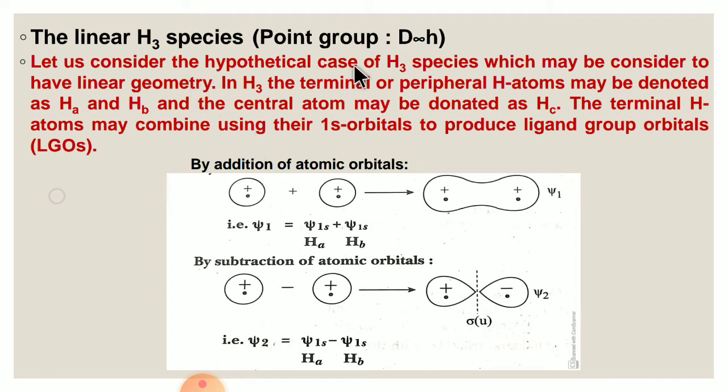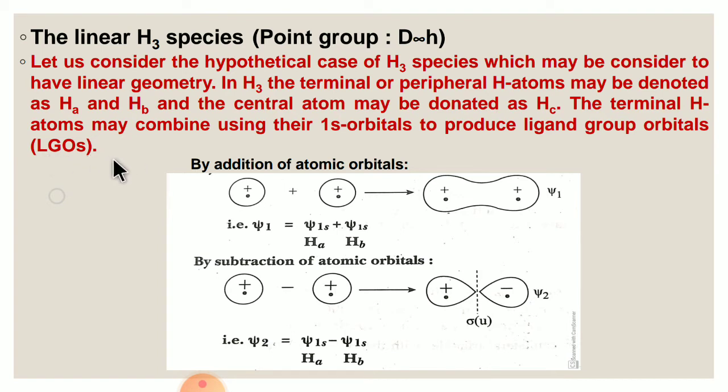The linear H3 species has the point group D infinity h. Let us consider the hypothetical case of the H3 species which may be considered to have linear geometry. That means three hydrogen atoms lie in a straight line. In H3, the terminal or peripheral hydrogen atoms may be denoted as HA and HB, and the central atom may be denoted as HC. The terminal hydrogen atoms may combine using their 1s orbitals to produce ligand group orbitals, that means LGOs.